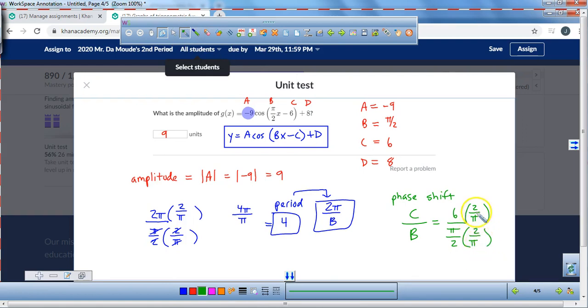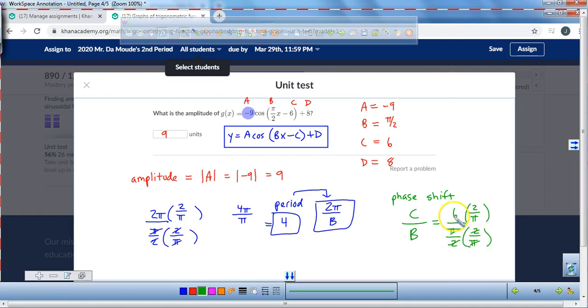Multiply both the numerator and denominator by the reciprocal. These 2's cancel out, the pi's cancel out. 6 times 2 is 12. So the phase shift would actually be 12 over pi. That's kind of a tricky phase shift. It would be a ridiculous decimal.